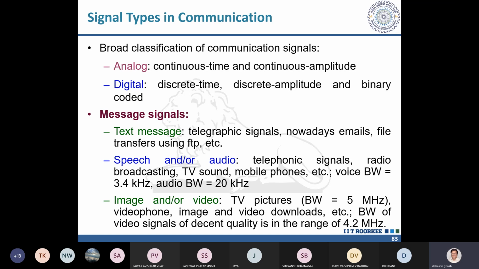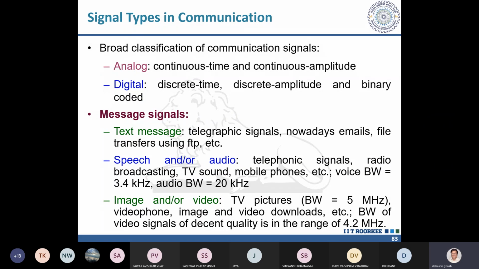File transfer protocol, FTP, is also used for file transfer. So these are all text messages. Similarly, speech and audio are also message signals used in telephonic systems, radio broadcasting, TV sound, and mobile phones. You know the bandwidth of our voice is 3.4 kilohertz, and audio bandwidth is 20 kilohertz.